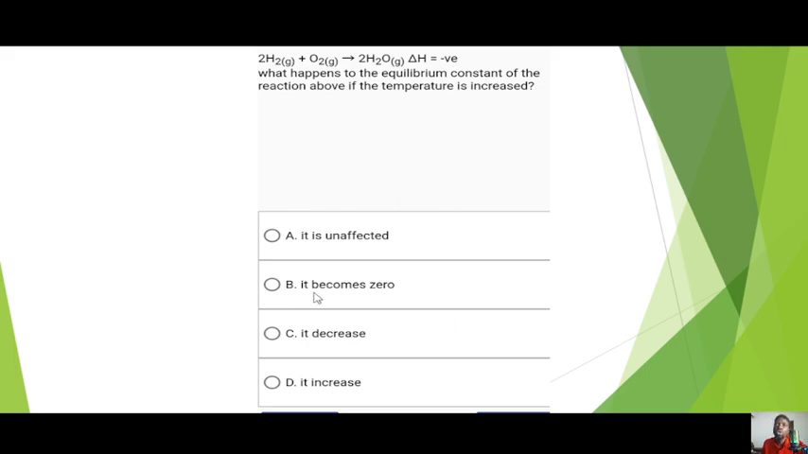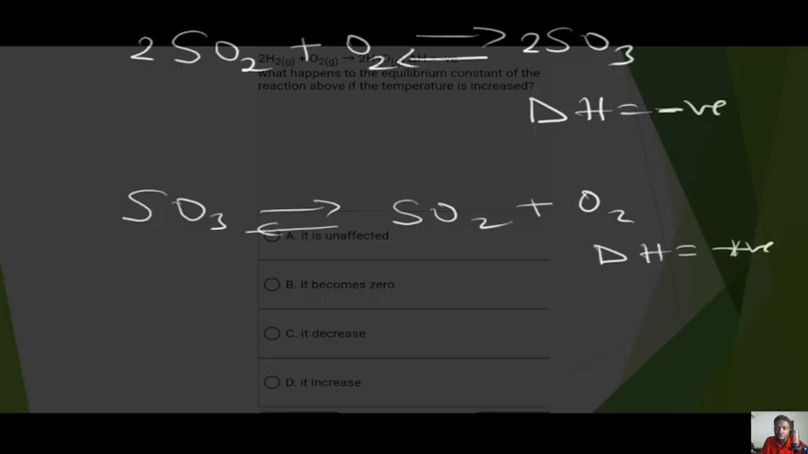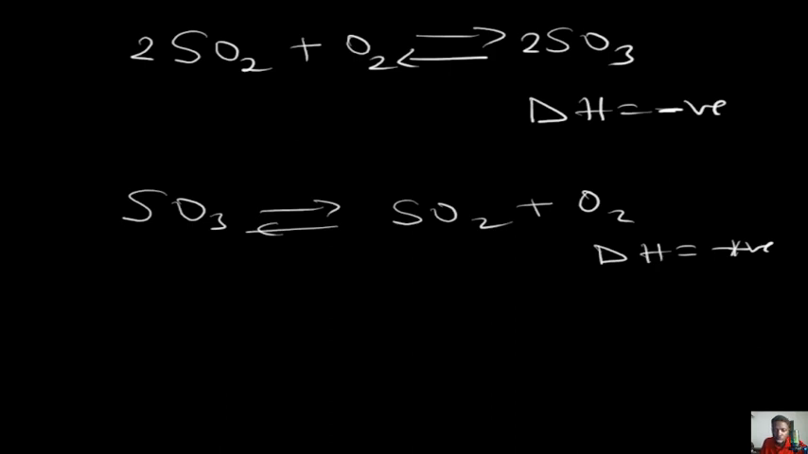What happens to the equilibrium constant of the reaction above if the temperature is increased? This too is a technical question, so let's do our analysis properly. The first thing I'm going to do is to try to write down the reaction so we can all see it. So let's go to our board.